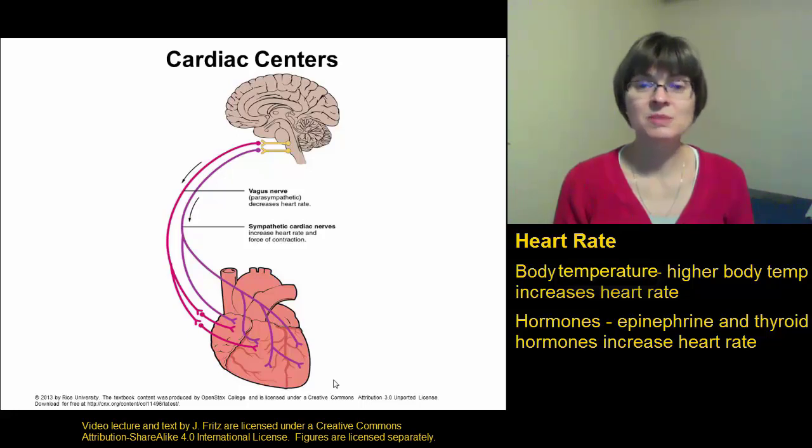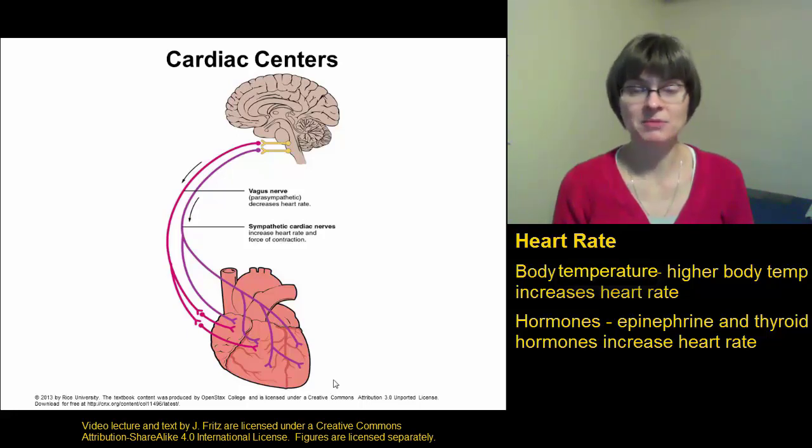The other hormone that has an effect on your heart rate is thyroxine, the thyroid hormones. Thyroid hormones speed up your heart rate like they speed up metabolism in general. So when you have more thyroid hormone, the heart beats faster. People who have hypothyroidism, that's a low level of thyroid hormone, tend to have lower heart rates.